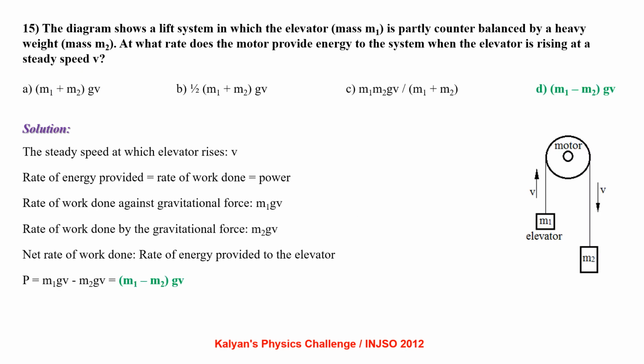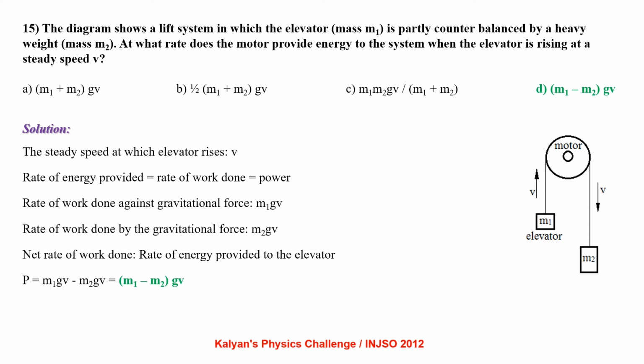The diagram shows a lift system in which the elevator of mass m1 is partly counterbalanced by a heavy weight of mass m2. At what rate does the motor provide energy to the system when the elevator is rising at a steady speed v? The steady speed at which the elevator rises is v.